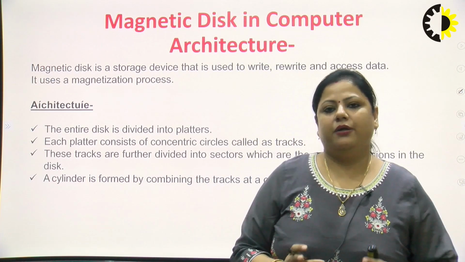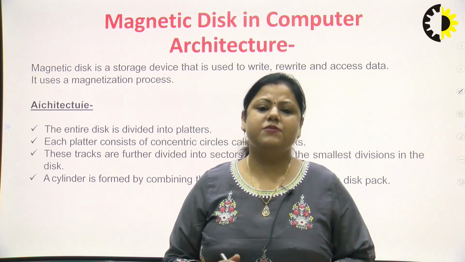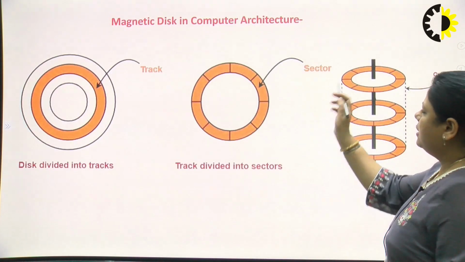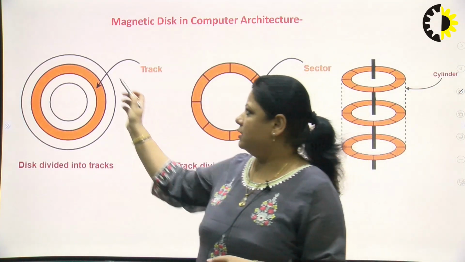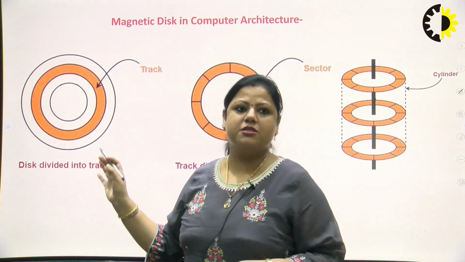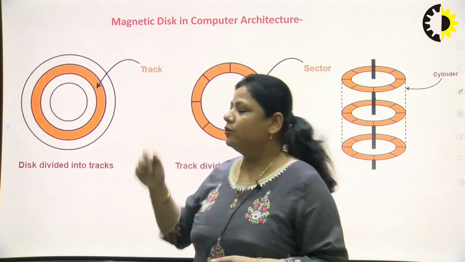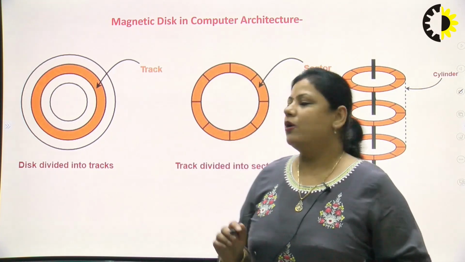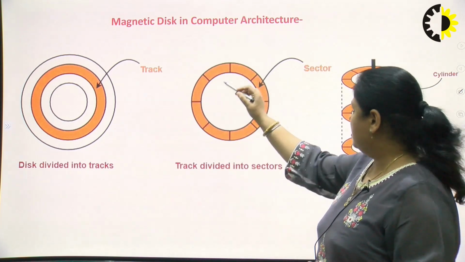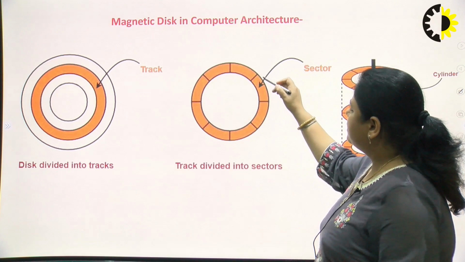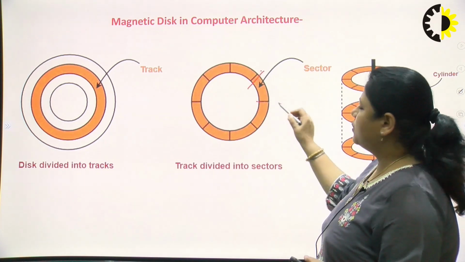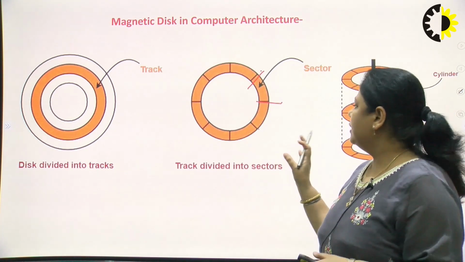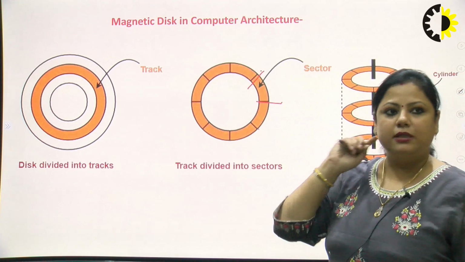There is a particular architecture of disk scheduling algorithms: the entire disk is divided into platters, as we can see in this diagram. This is a disk, and it is divided into platters, and each platter consists of concentric circles called tracks. These tracks are divided into sectors. This is one sector, this is second, third, fourth. This is called disk sectors.